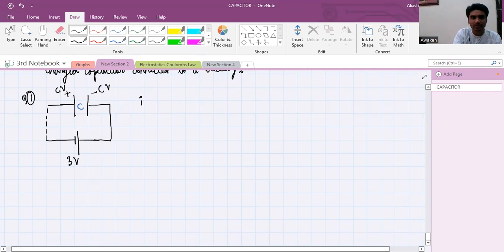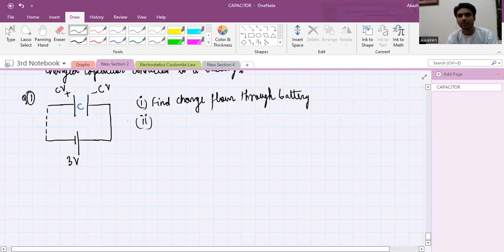Now it is told: find the charge flow through the battery. Find charge flow through battery. This is the first one. And the second one is the heat generated in the circuit.